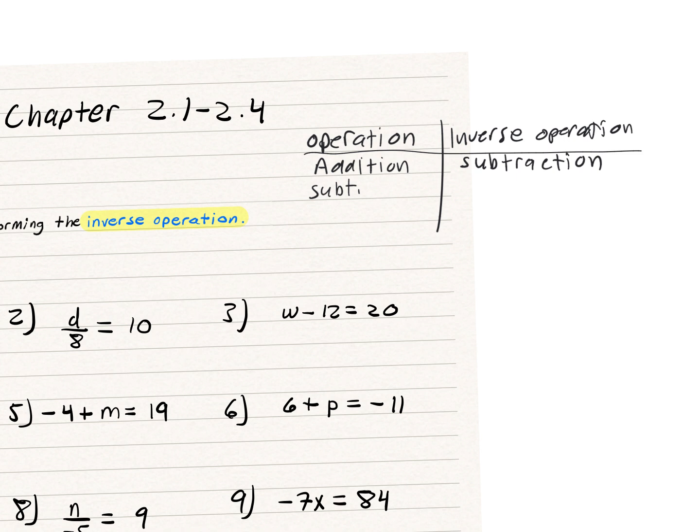Similarly, if we have subtraction as an operation, right? If something is being subtracted, we get rid of that by adding. So the inverse of subtraction is addition. All right, and now multiplication is another one of our operations, right? And to get rid of something that's being multiplied, we want to divide, or division. All right, and then if something is being divided, right, so if we have division as an operation, its inverse is multiplication.